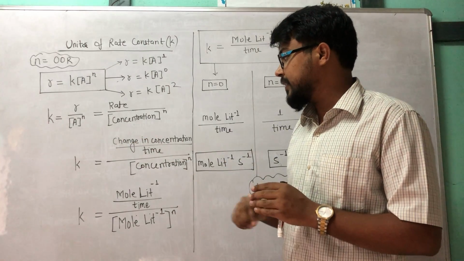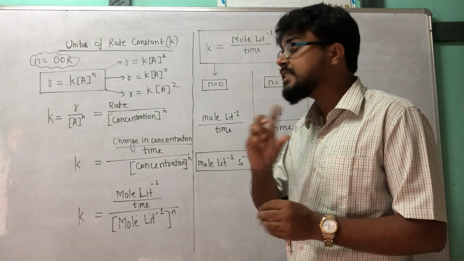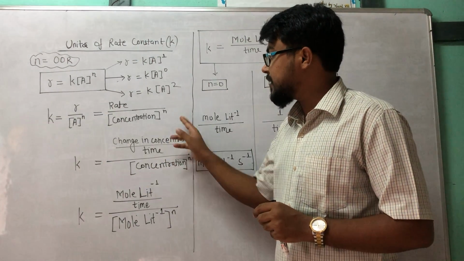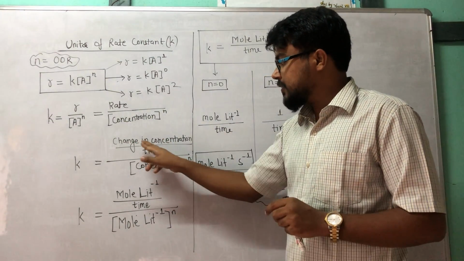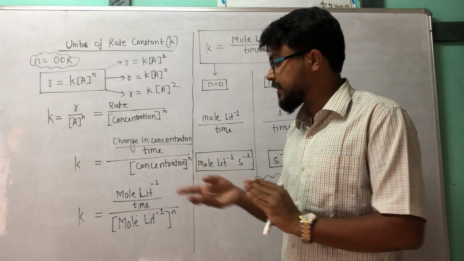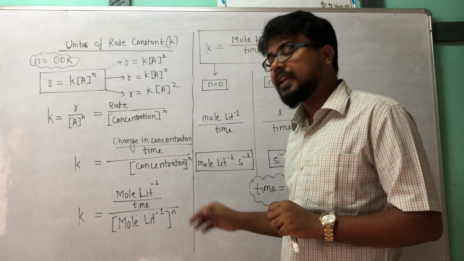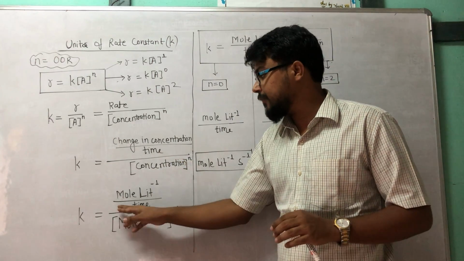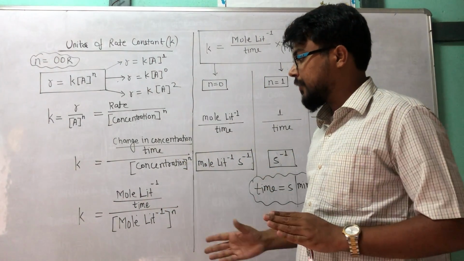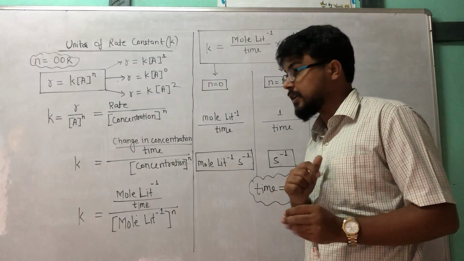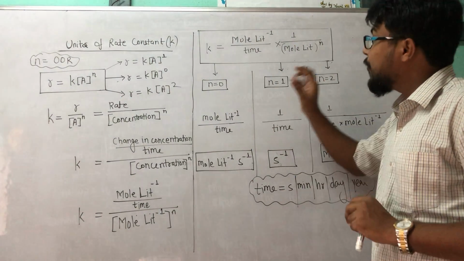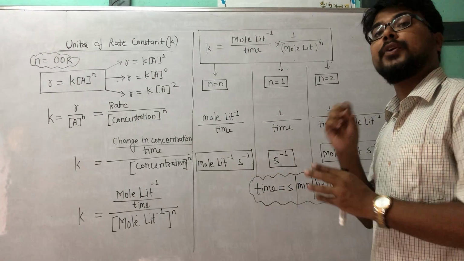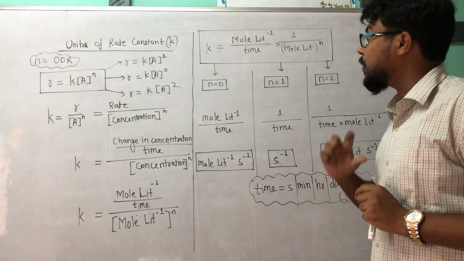So change in concentration per unit time is rate, and it is divided by concentration. What is concentration? [A]^n. The change in concentration is mole per liter, or molarity, with respect to time, and concentration is mole per liter. We have to find the unit of rate constant, so I can design one unique formula for the units of rate constant for all different orders of reaction.